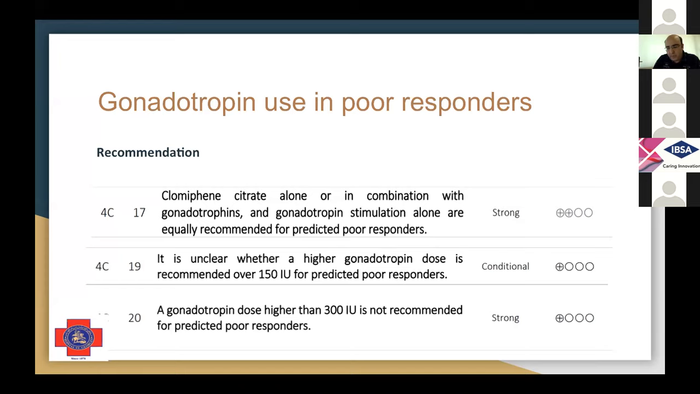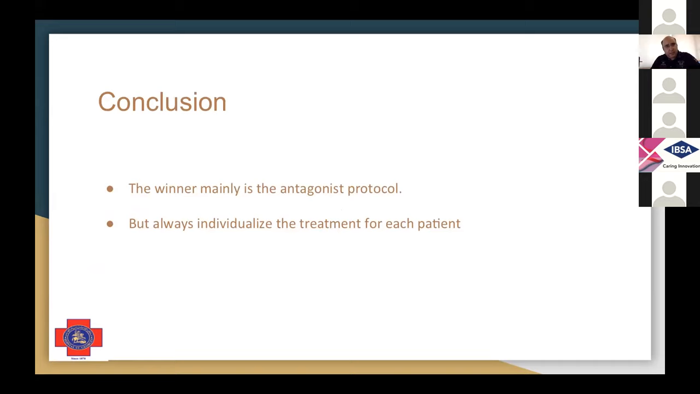In conclusion, is the winner mainly the antagonist protocol? I don't think so. We should individualize the treatment for each patient. Don't forget that in PCOS, the antagonist is very interesting. It decreases the OHSS, but also keep in mind that the agonist, the long agonist, especially the depot one, one injection or two, is very important when we have a history of endometriosis or adenomyosis. Thank you.